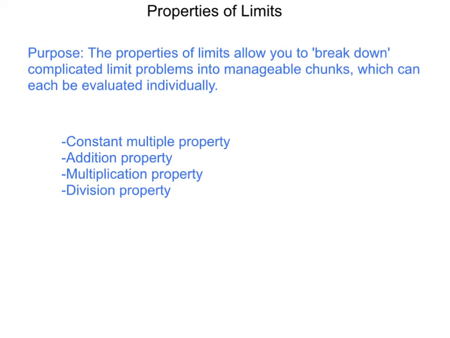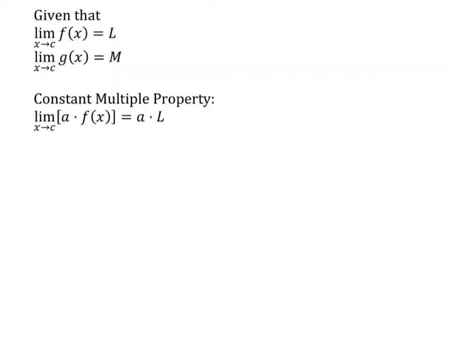These aren't official names, but they're basically the constant multiple property, so how you deal with a function that has a constant multiplied to it. The addition property, where you have 2 expressions that are added or subtracted to one another. There's a multiplication property, where you have 2 expressions that are multiplied to one another, and the division or the quotient property, where you have 2 expressions that are set up as a rational expression. So I'll go through each of those and then we'll take a look at an example.